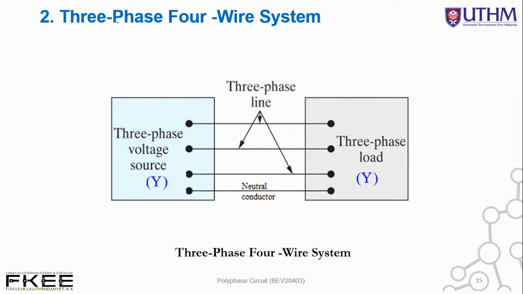And then what about the three-phase, four-wire system? For example, Y to Y, we do have the neutral connection. The fourth wire is actually the neutral conductor. This N is connected to this N. R, Y, B remain the same, and the fourth wire is referring to the neutral conductor.